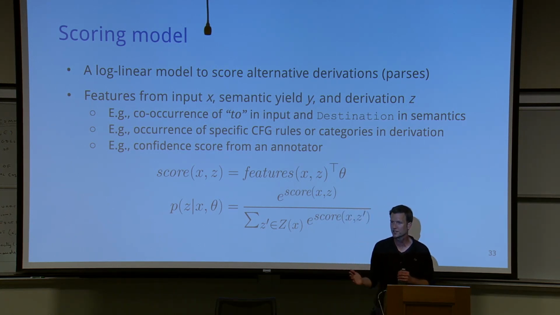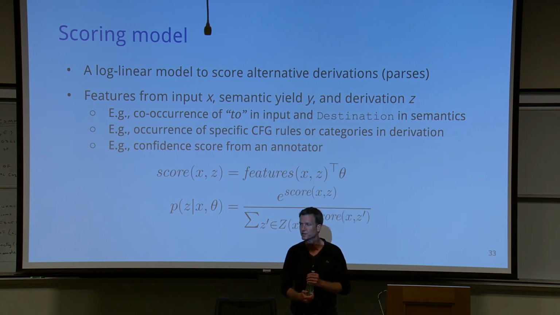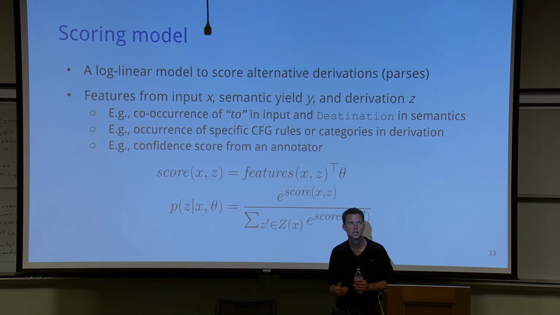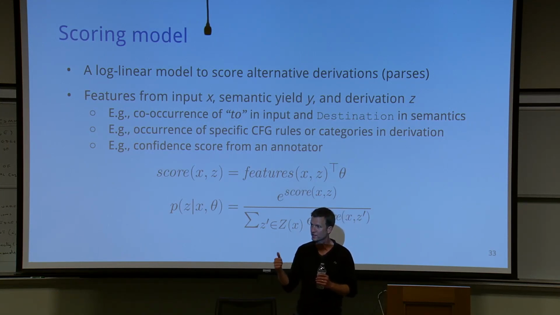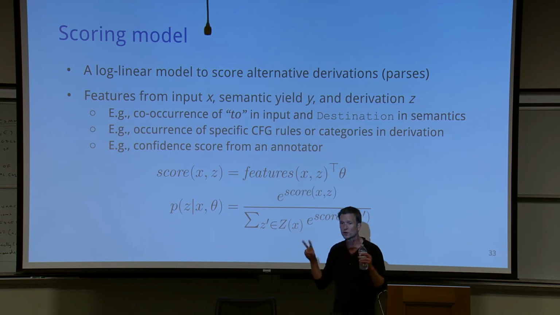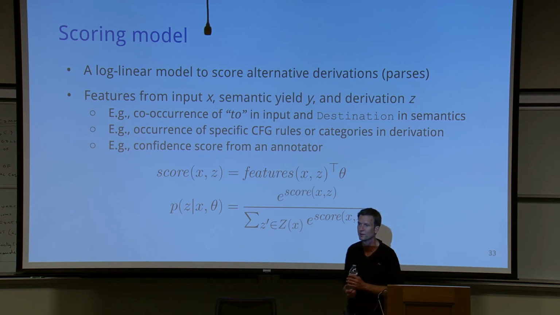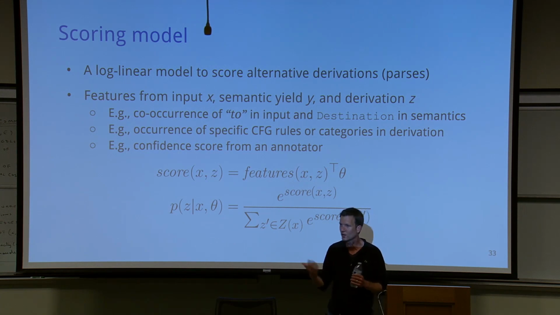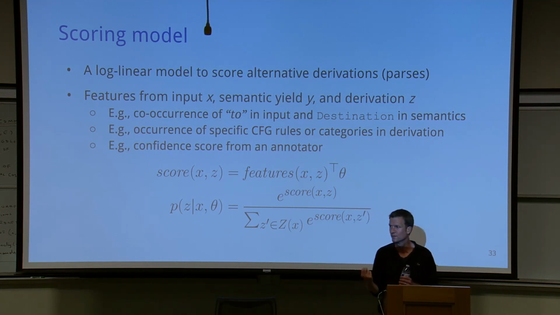There's a lot of room for variation in the feature representation, but just to give you a flavor of some commonly used features, your feature representation might include an indicator function which is 1 just in case the input contains the word "to" and the candidate semantics contains a destination parameter. Intuitively, those two things are likely to go together, and so seeing them together might count as weak evidence. It's hardly proof, but it might count as weak evidence that this is actually a good parse.